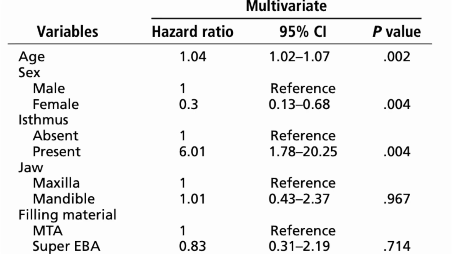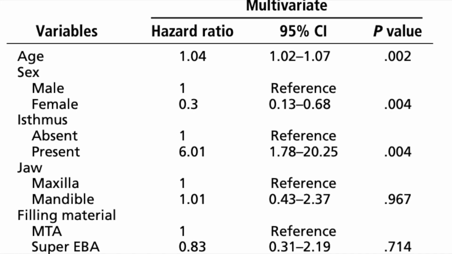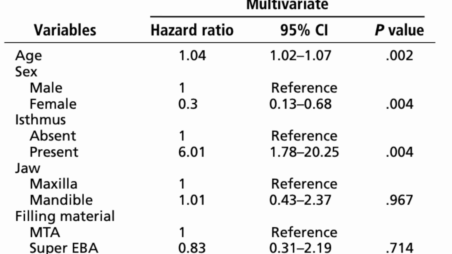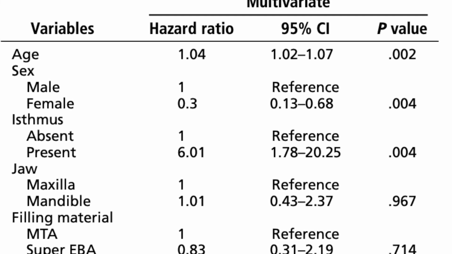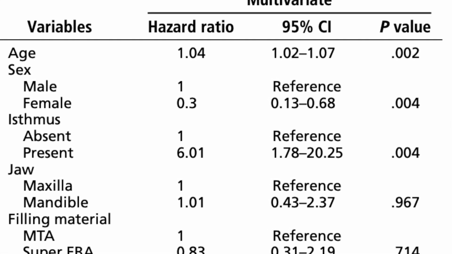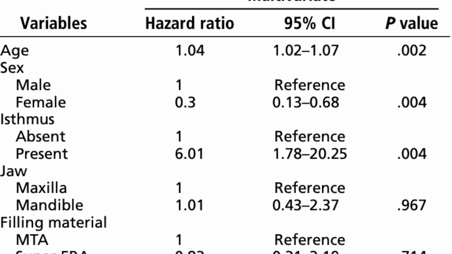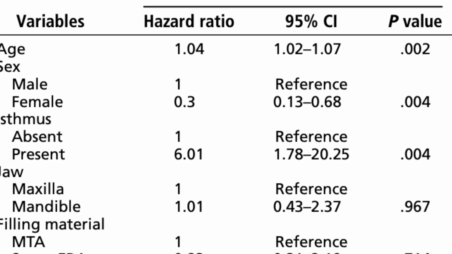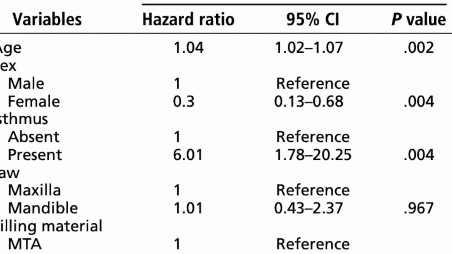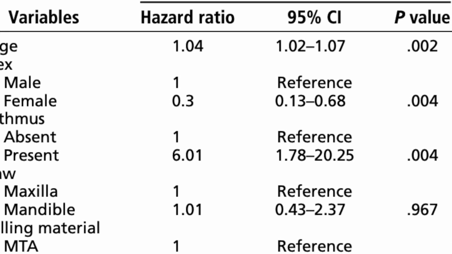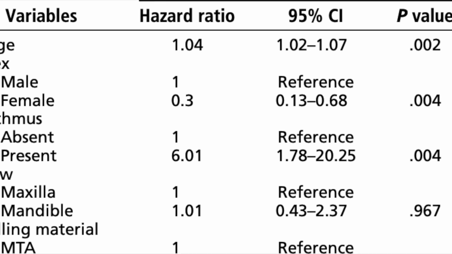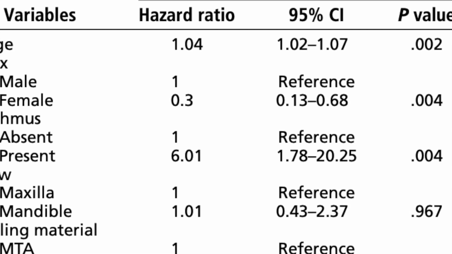Multivariate Cox proportional hazards regression analysis was done, and it showed that the adjusted hazard ratio for failure was 6 times higher for the isthmus present teeth, which were prepared, than for the isthmus absent teeth. Although age and sex influenced outcomes, the jaw and root end filling materials exerted no influence.